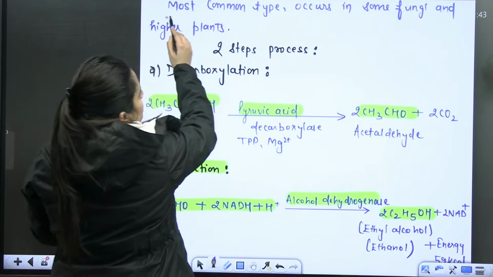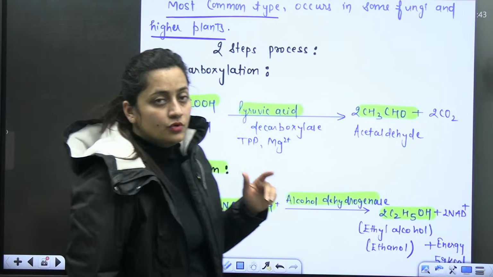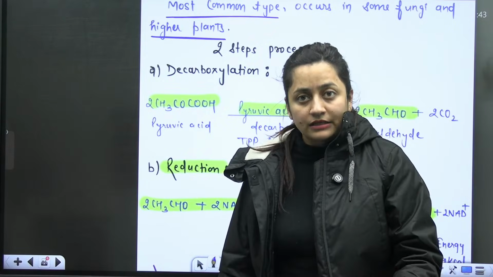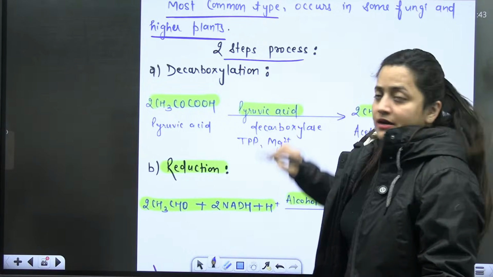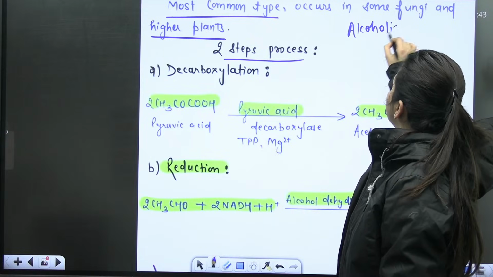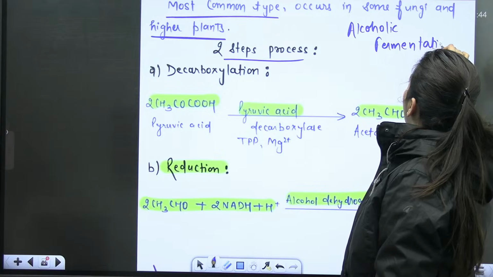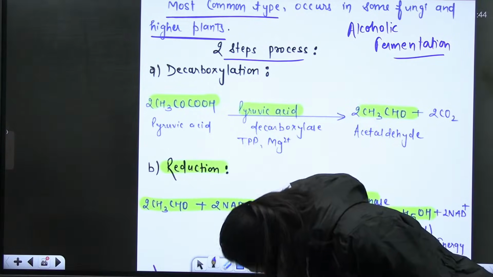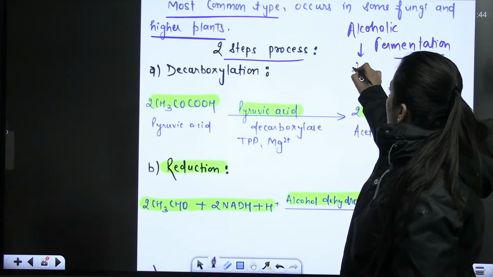See, this is the most common type, occurring in some fungi and higher plants. You know yeast, a fungus, is used for fermentation, in the brewing industries. In alcoholic fermentation, there will be two steps.